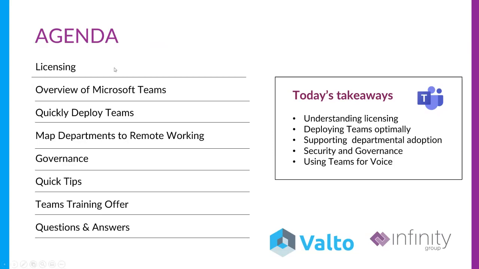So the topics we'd like to focus on, we'd like to go through the best way to license Microsoft Teams. We're then going to jump into an overview of Microsoft Teams. So this is for anybody that has not used Teams in the past or is looking to start using Teams. That's something we're going to start helping people out with and showing you how you can license it. We've then got some tips on how to quickly deploy Teams. We would then go through a process of how you can map your departments to remote working. We then want to offer some tips around governance, some quick tips, and then we have a special Teams training that we want to cover off, and then finally questions and answers at the very end of today.